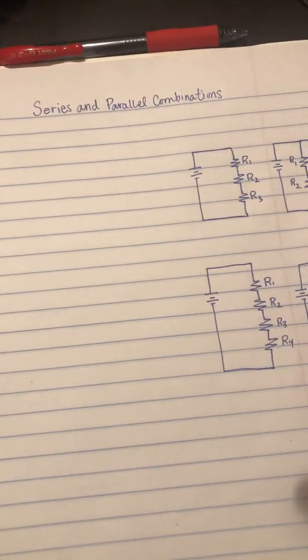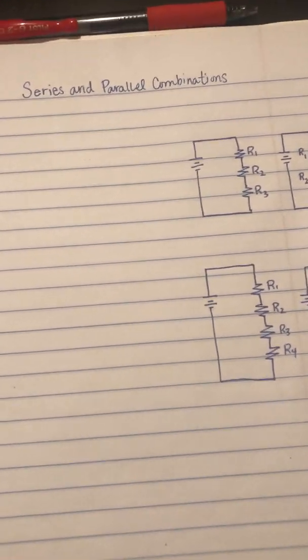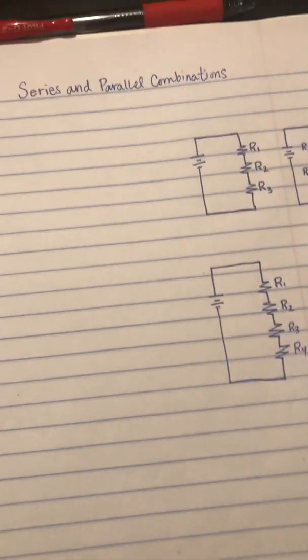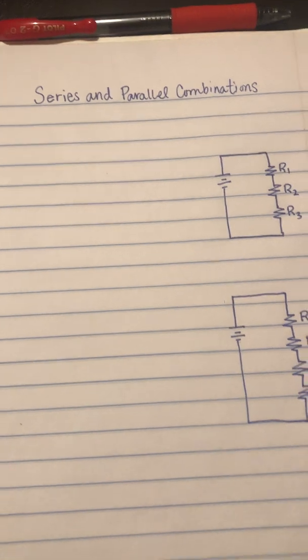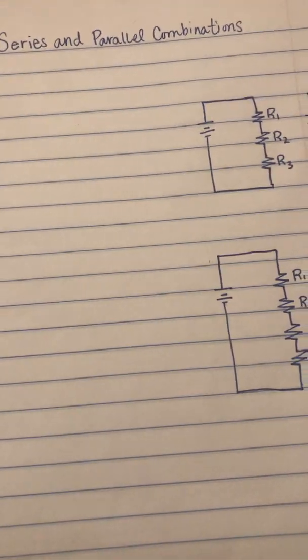Hey guys, so this is my video on series and parallel combinations. A series parallel combination is a circuit that has part series and part parallel. So we can't just use our rules for series circuits, we can't just use our rules for parallel circuits, because it's a mixture between the two.